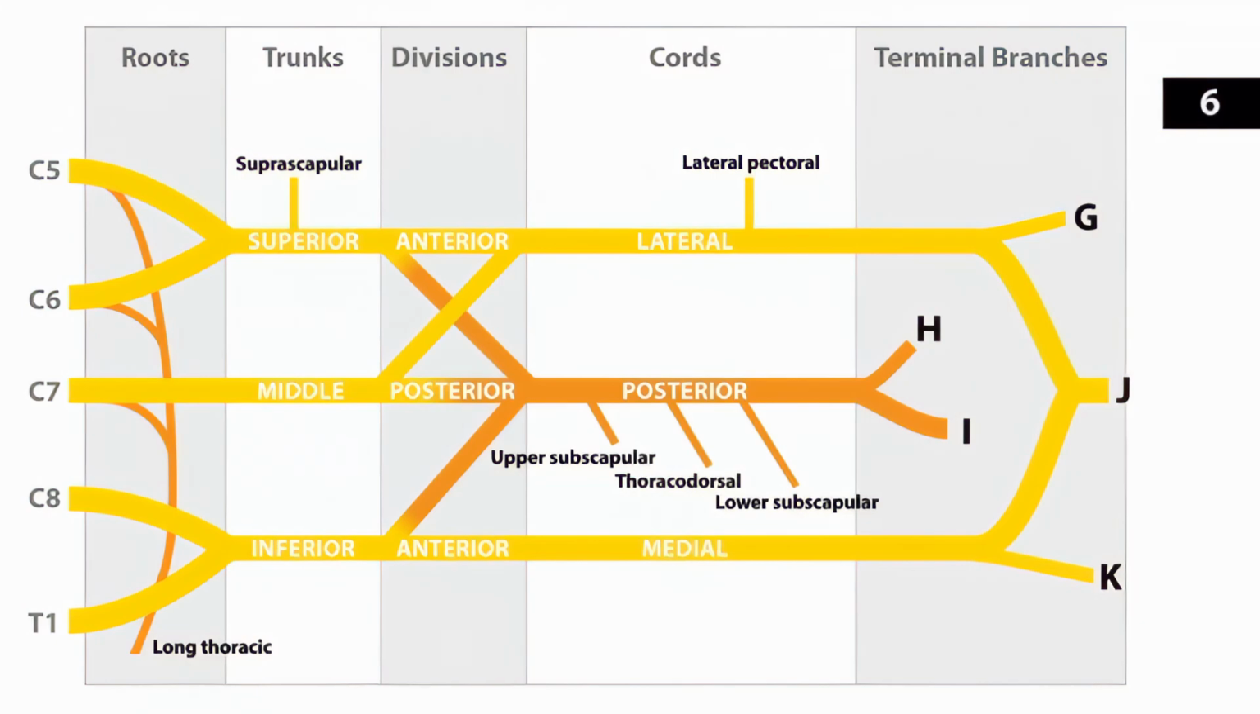Letter G is your musculocutaneous nerve. H is the axillary nerve. I is the radial nerve. J is in the middle, it's your median nerve. And then letter K is going to be the ulnar nerve.